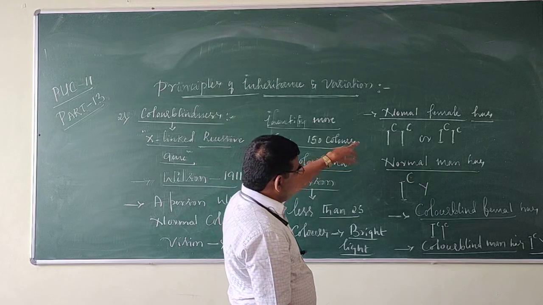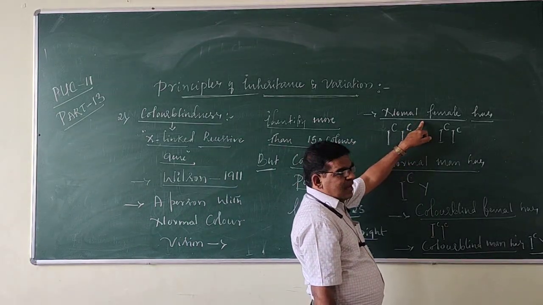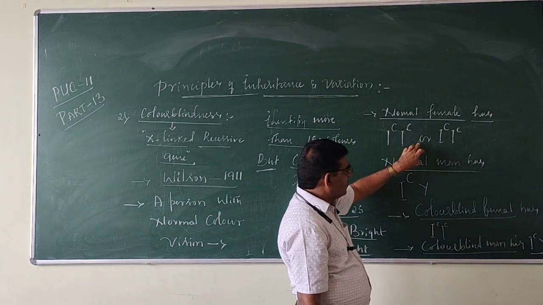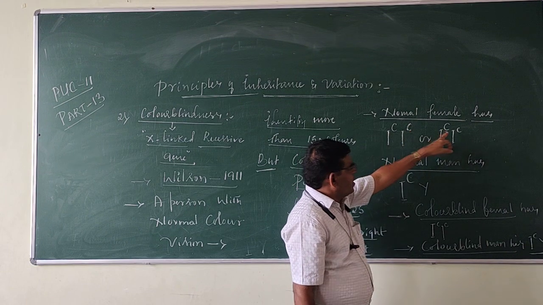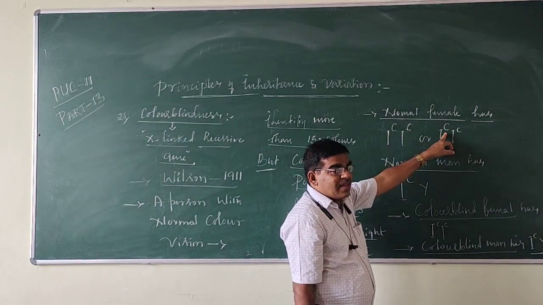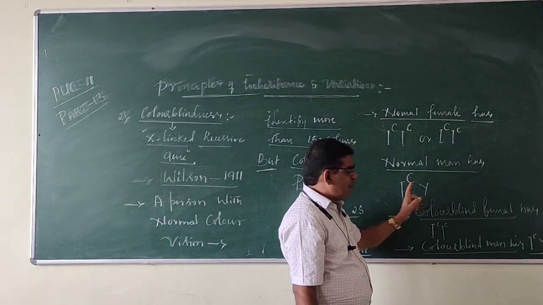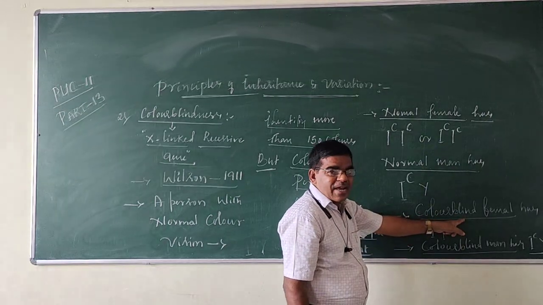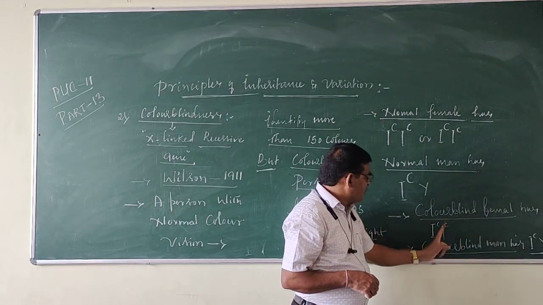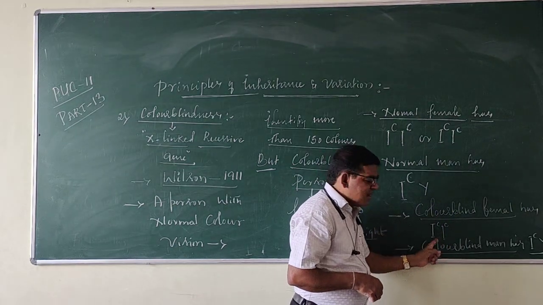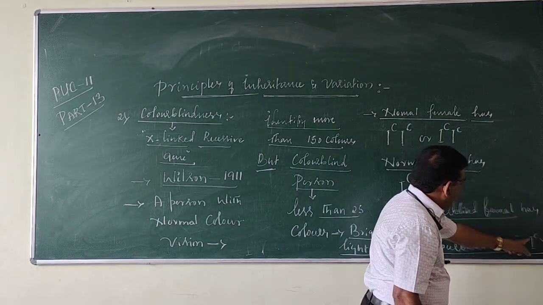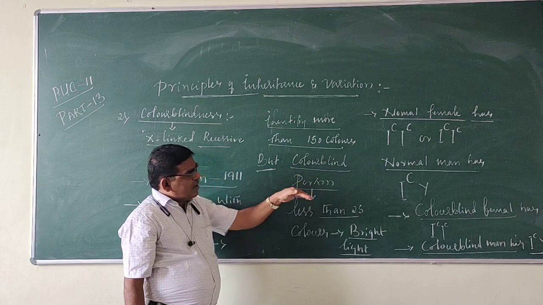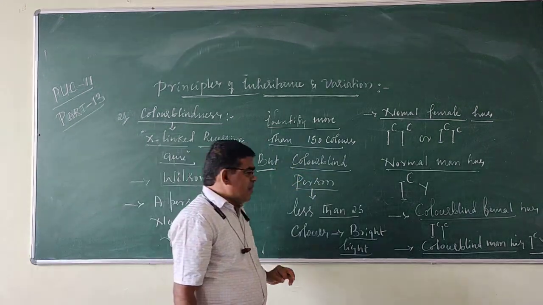This is the normal female. The normal female has genotype capital C, capital C, or capital C, small c. Here also capital C is dominant. Next, normal man has genotype capital C, Y. Color blind female has genotype small c, small c. Like that, color blind man has the genotype small c, Y.